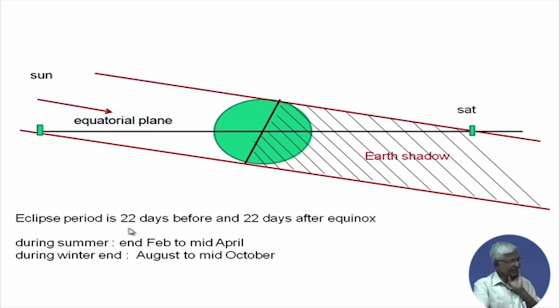It has been seen that this eclipse period, the earth's shadow falling on the satellite, is 22 days before and 22 days after equinox, roughly. These are all rough numbers, and it happens from end of February to mid-April, and during the other half of the year, the other direction, a similar thing will happen, August to mid-October roughly.